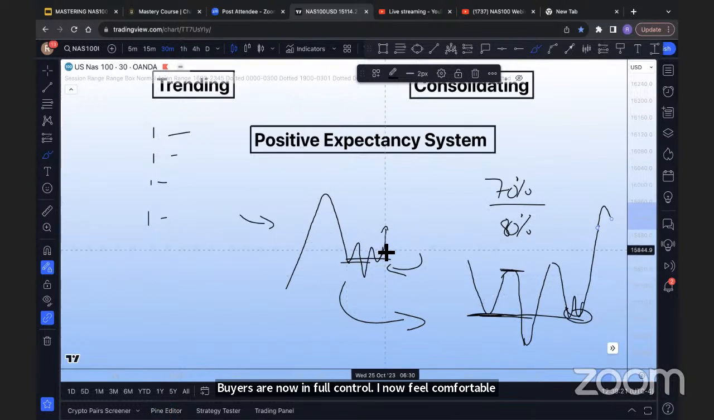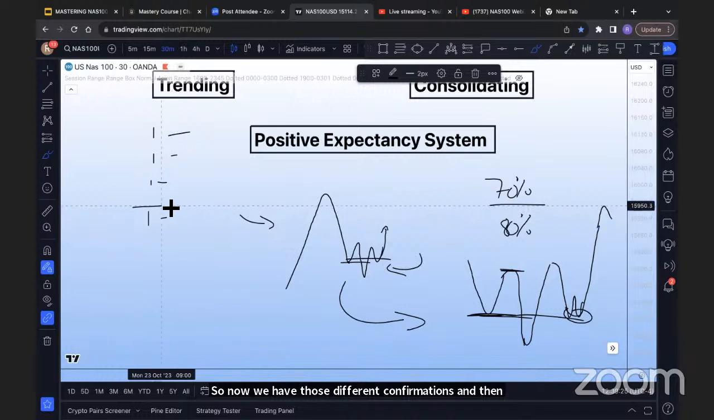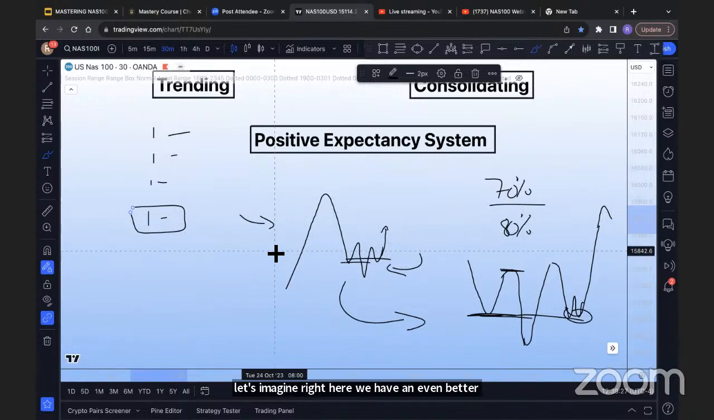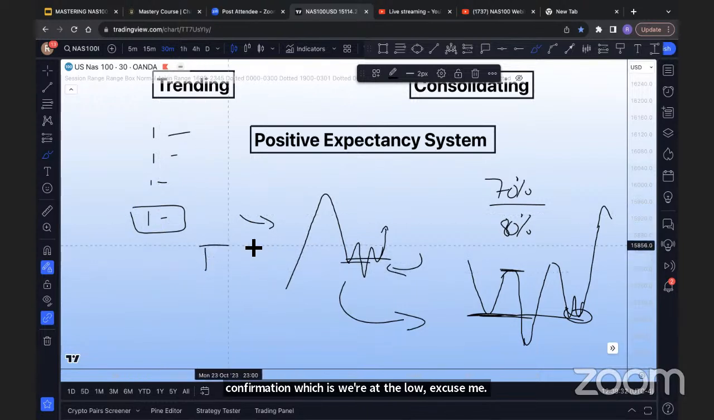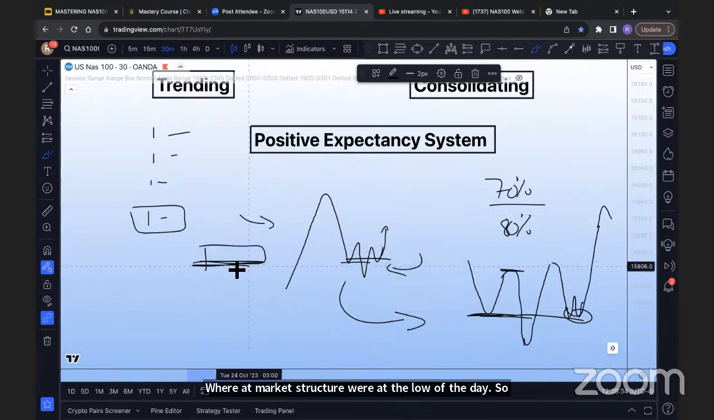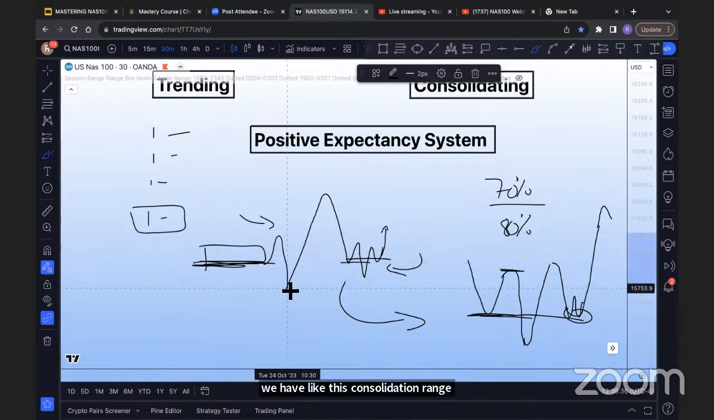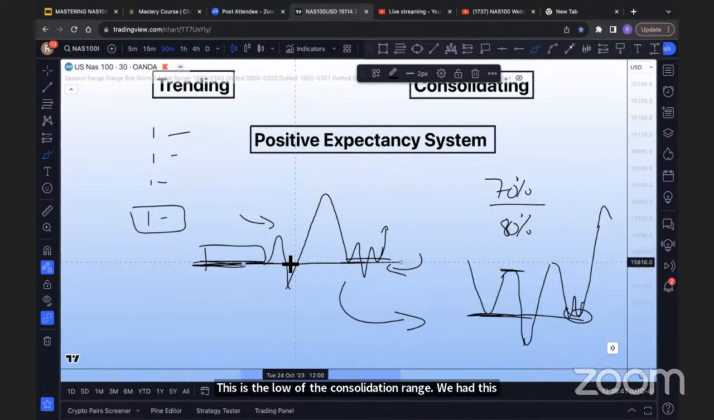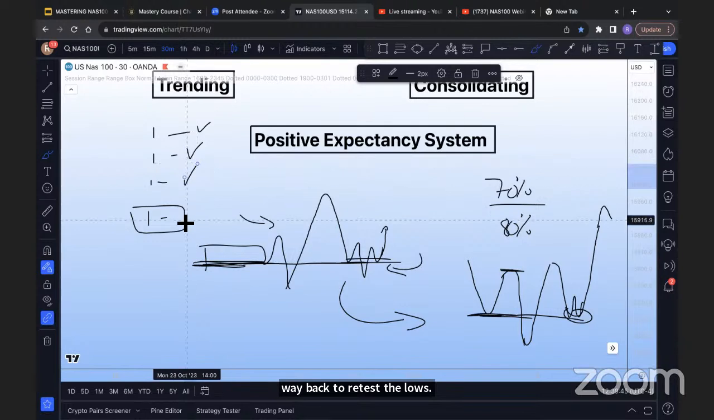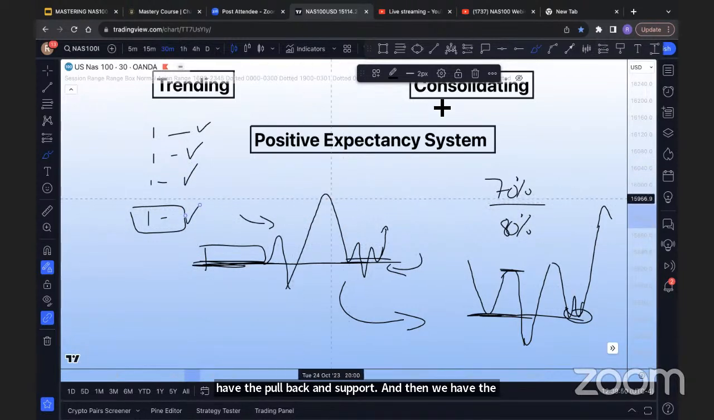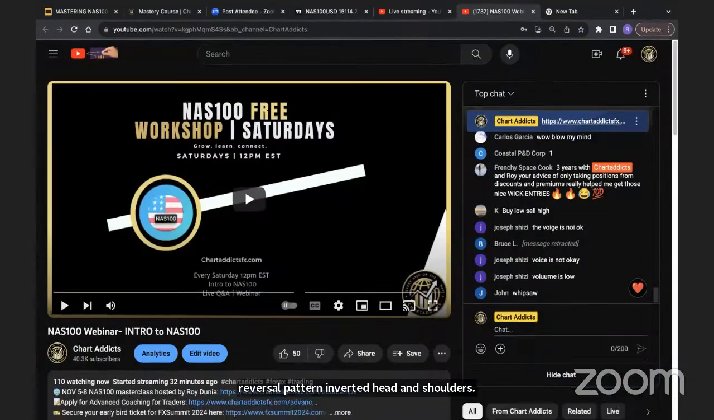So now we have those different confirmations. And then let's imagine right here, we have an even better confirmation, which is we're at market structure. We're at the low of the day. So we have this consolidation range here. This is the low of the consolidation range. We had this whipsaw and whatnot, and then the market came all the way back to retest the lows. So now we have market structure, we have direction, we have the pullback and support, and then we have the reversal pattern, inverted head and shoulders. That is a high probability trade.